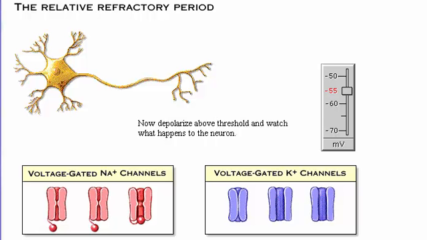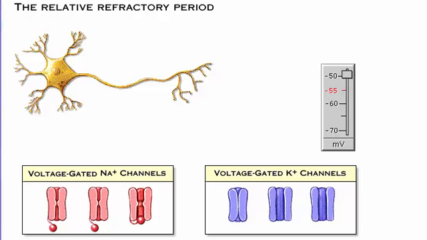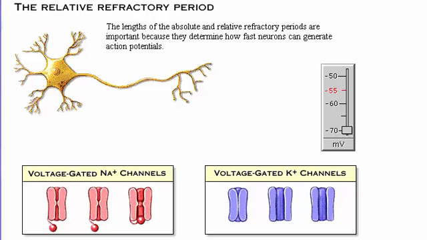Now depolarize above threshold and watch what happens to the neuron. The lengths of the absolute and relative refractory periods are important because they determine how fast neurons can generate action potentials.